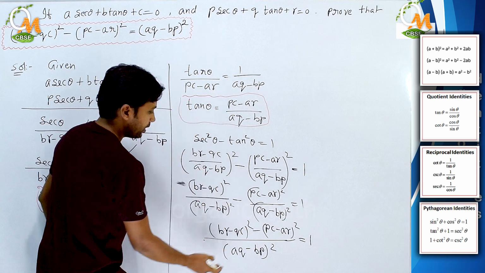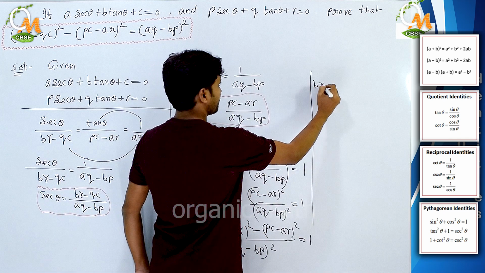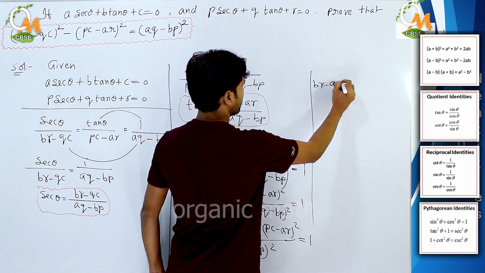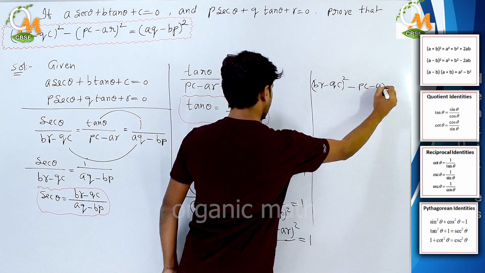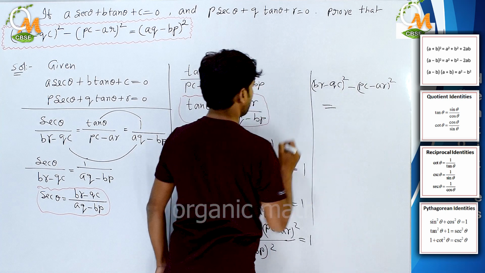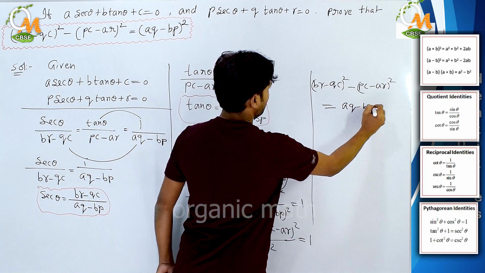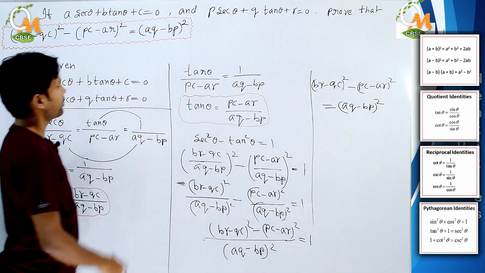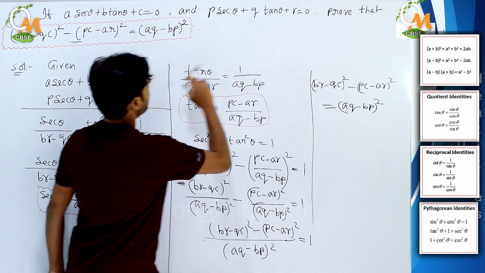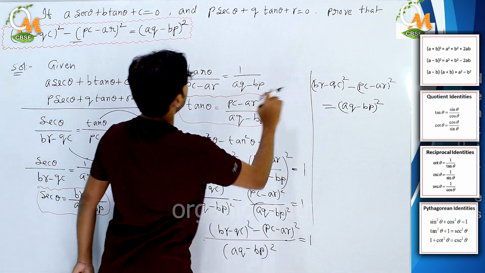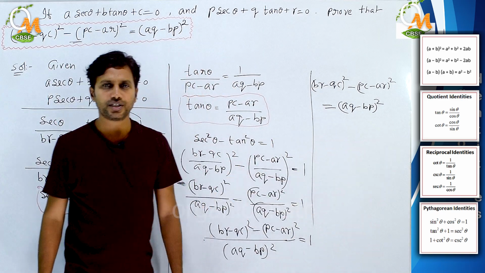Equal to 1. Now shift this to this side. What will happen? BR minus QC whole square minus PC minus AR whole square equals AQ minus BP whole square. Did we obtain this or not? Like this we obtained it. Understood? It's a very simple thing.